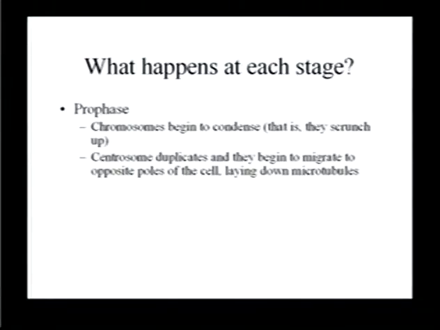The duplicated centrosomes then start to migrate away from each other to opposite poles of the cell. And as they do that, they're laying down microtubules, so you get this network of microtubules forming in the cell. The nuclear envelope starts to break down. You can't get at the chromosomes and separate them unless you get them out of the nucleus, so the easiest way is to break down the nuclear envelope so that the chromosomes are now out in the cytosol, the cytoplasm of the cell.